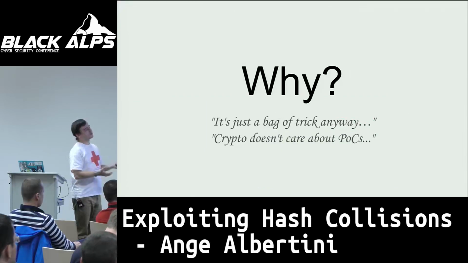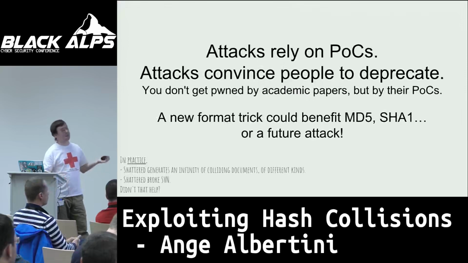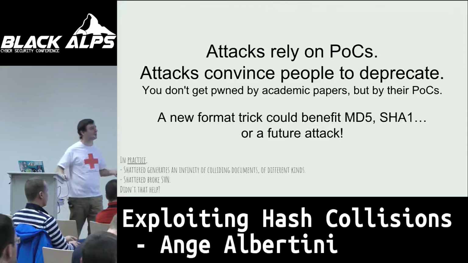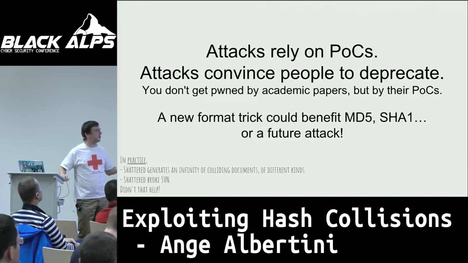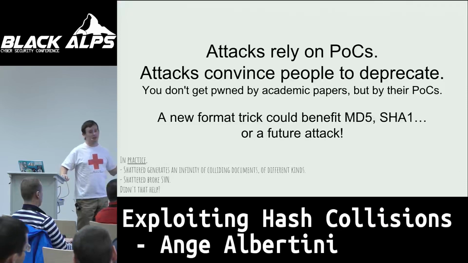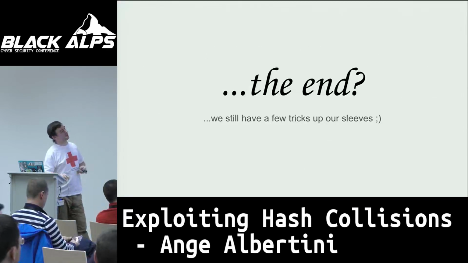So from a perspective, all this is just a bag of tricks, and crypto doesn't care about proof of concept because it was broken in theory in 2005. But on the other hand, attacks rely on proof of concept, and these are the attacks that convince people to deprecate, and you don't get pwned by the papers, but by their POCs. So again, a new format trick could benefit the existing hashes or a future attack on a given hash. And again, Shattered generates an infinity of colliding documents, and it broke Subversion in practice. I think that helped to convince people to deprecate SHA-1, because maybe there were already some existing attacks like this in the wild, who knows. So we still have a few tricks up our sleeves.